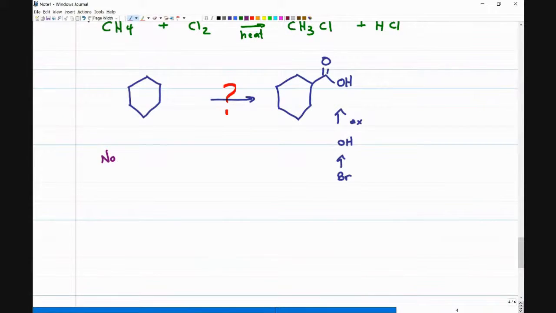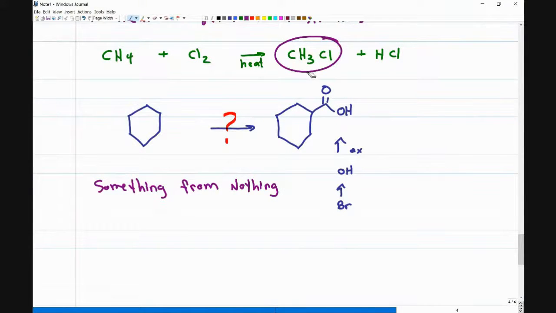And so I call this the something from nothing reaction, because we're starting with nothing on the molecule, meaning nothing reactive, and we're turning it into something that I can then do more advanced synthesis. And so here, if I can get a halogen on there, then I know I can replace the halogen. I can substitute the halogen. I can eliminate the halogen. I can do so many different things once I have that halogen on there.